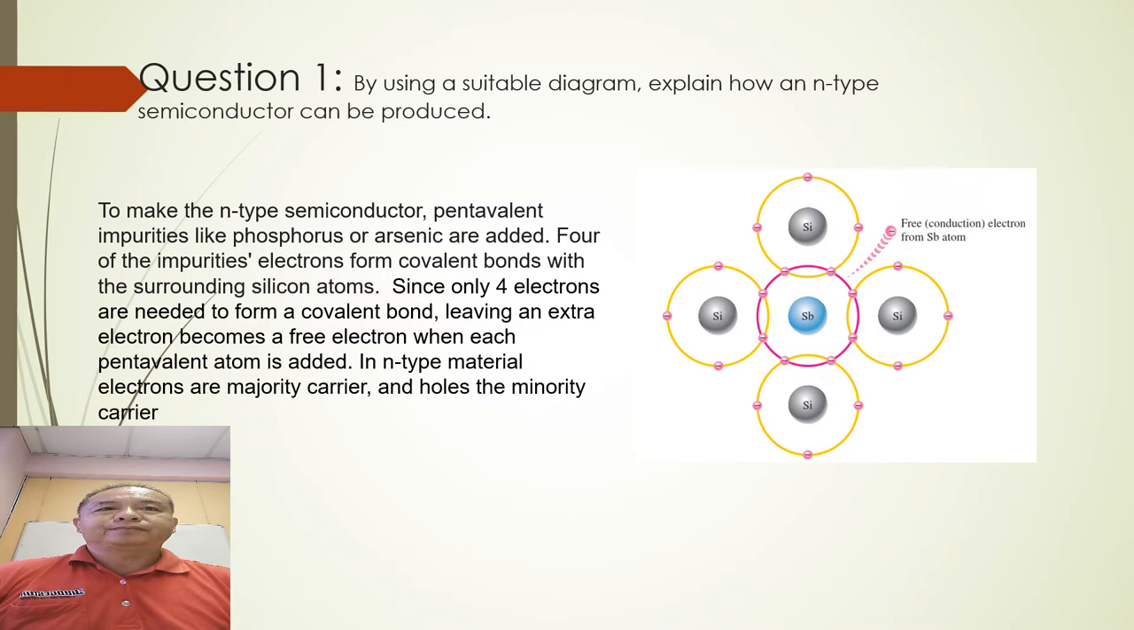Since only four electrons are needed to form a covalent bond, the extra electron becomes a free electron when each pentavalent atom is added. In N-type material, electrons are the majority carriers and holes are the minority carriers.